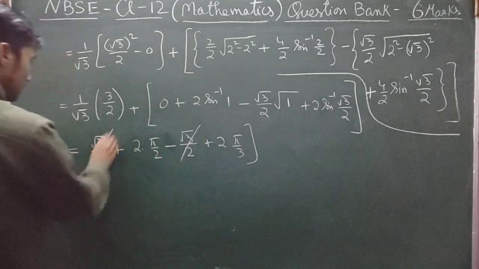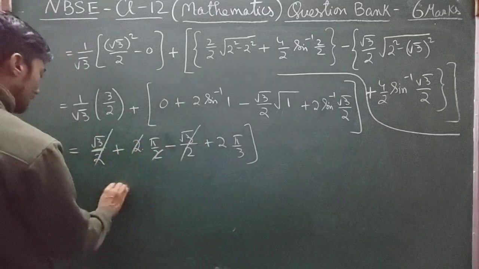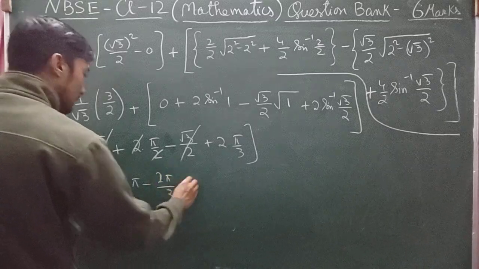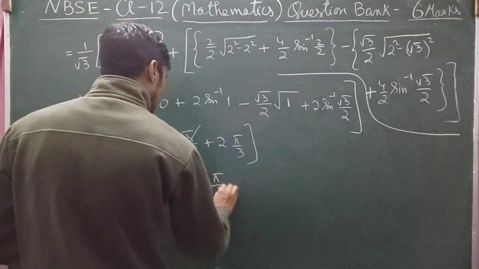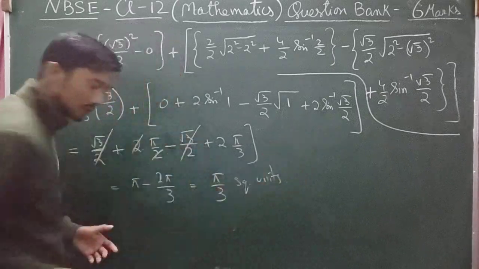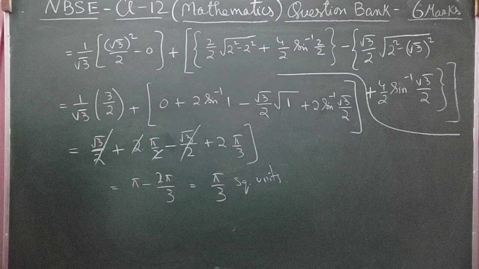So root 3 by 2, pi. So we are left with pi minus 2 pi by 3. So taking the LCM and simplifying, we will have pi by 3 square units. Pi by 3 square units.